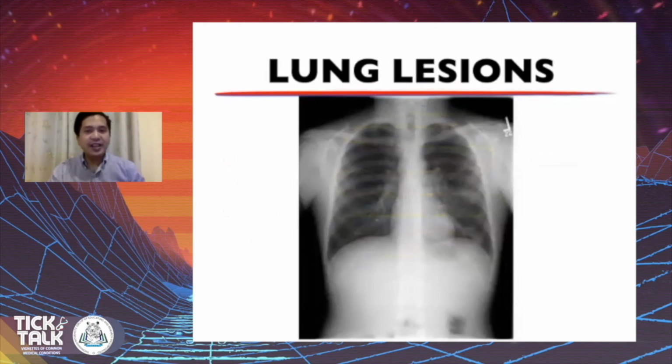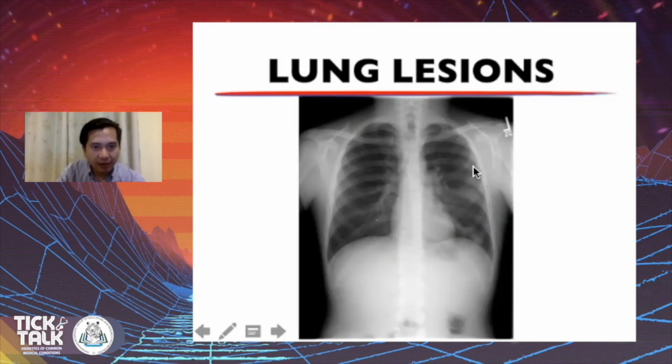Okay, so let's try. For the lung lesions, do we see any infiltrates here or any masses? No. On the left lung, we look from up to down. Here, it seems like there's an infiltrate, which may be pneumonia. So that's how we catch it, so we don't miss anything, okay?